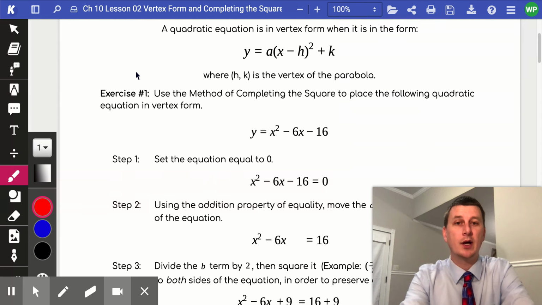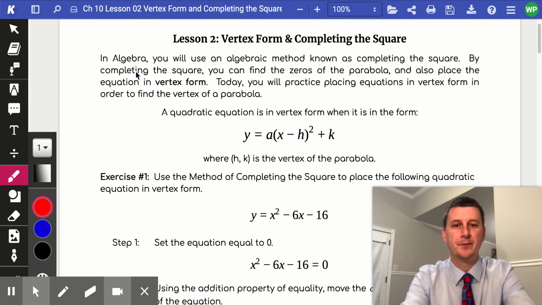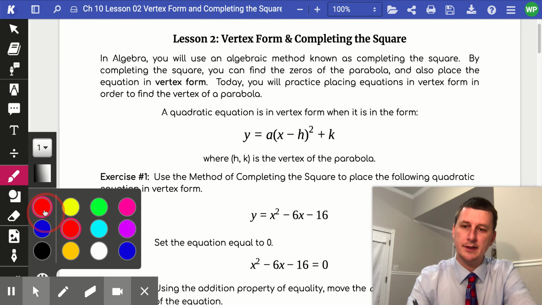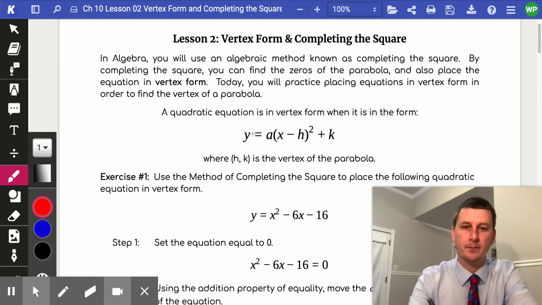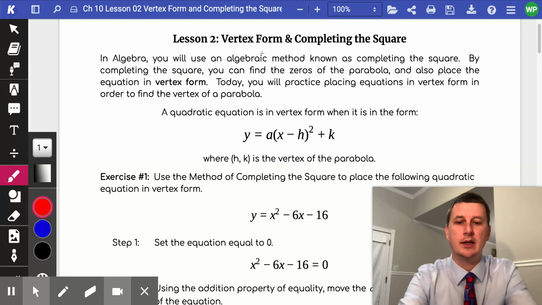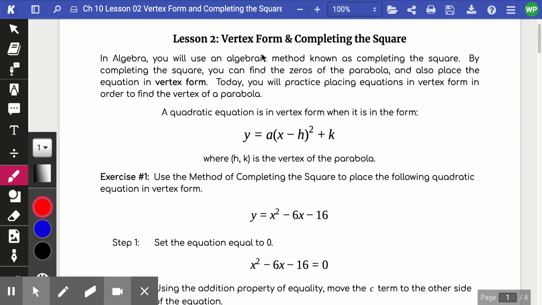Now, a quadratic equation is in vertex form when it is in the form y equals a times x minus h squared plus k, where h comma k is the vertex of the parabola. So let's just take a look at this equation right here that's in vertex form, and we're going to take a look at this h value, this k value, and this a value. Now, all of these values can change, and when they change, they affect the graph of your quadratic.